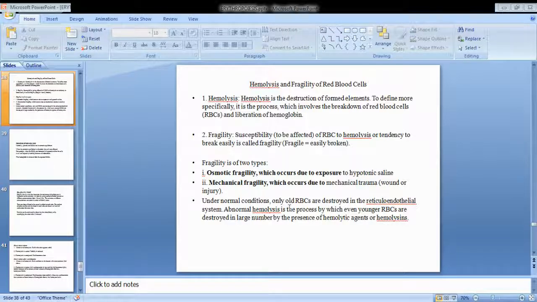So what happens in normal conditions? I told you that after 120 days the old RBCs are destroyed in the reticuloendothelial system. So this is a process called hemolysis. This is a normal process after 120 days. The heme gets separated, the globin gets separated, and heme will be broken down to porphyrin and iron. They will undergo some metabolic change. That can happen in the presence of hemolytic agents called hemolysins.